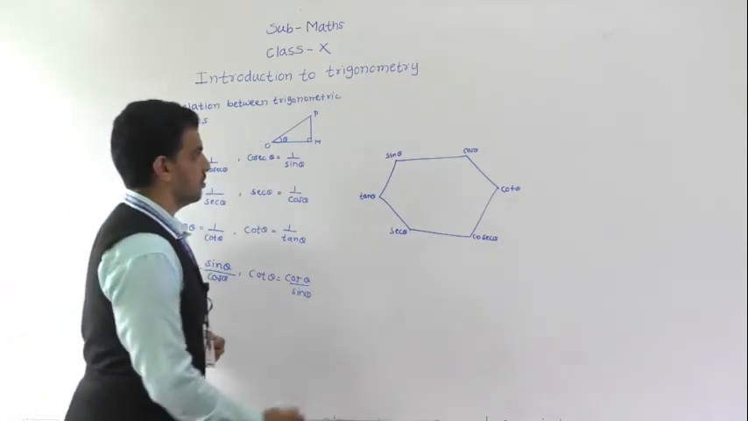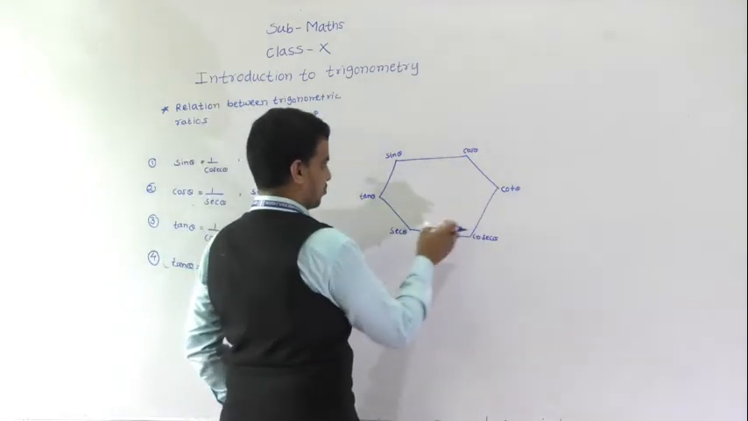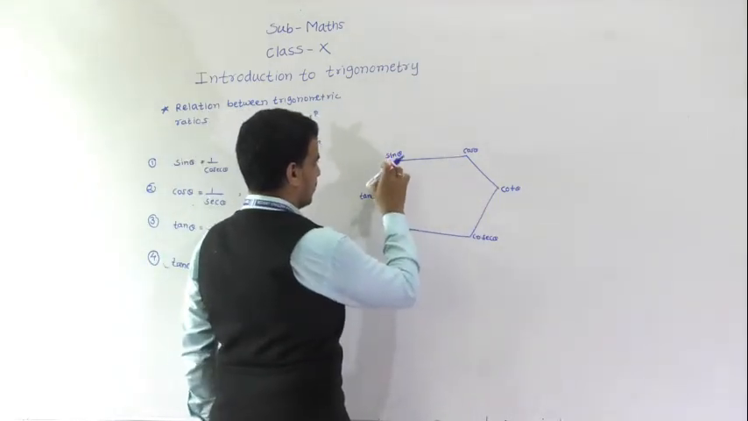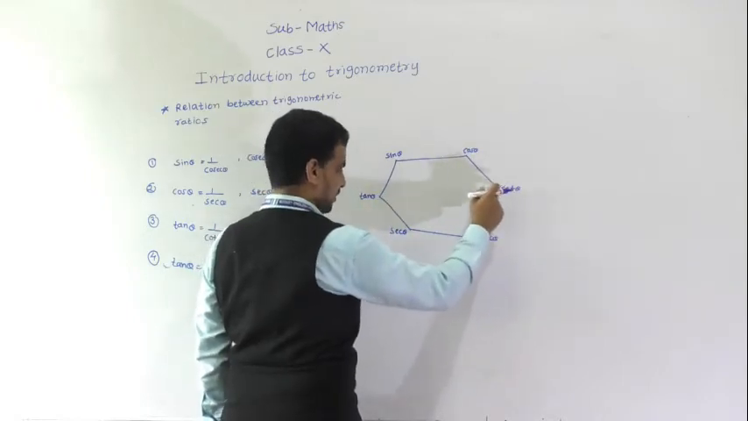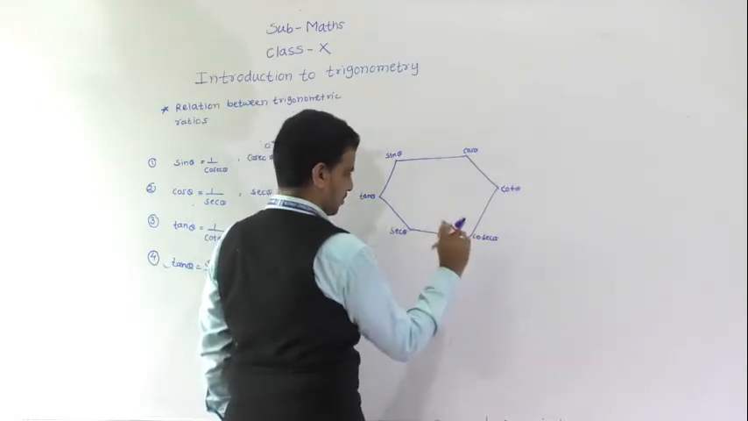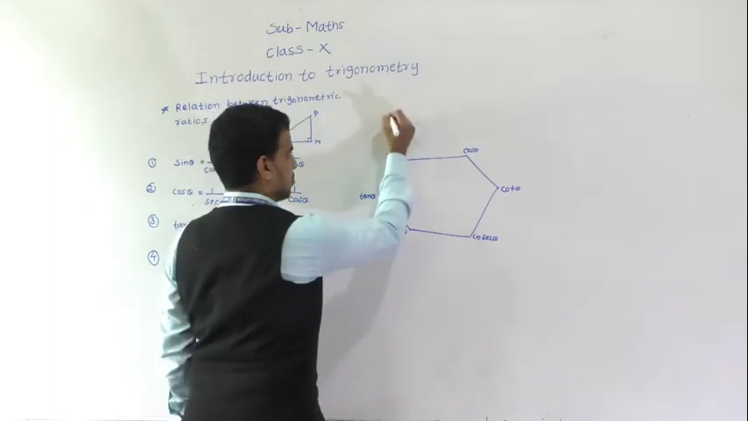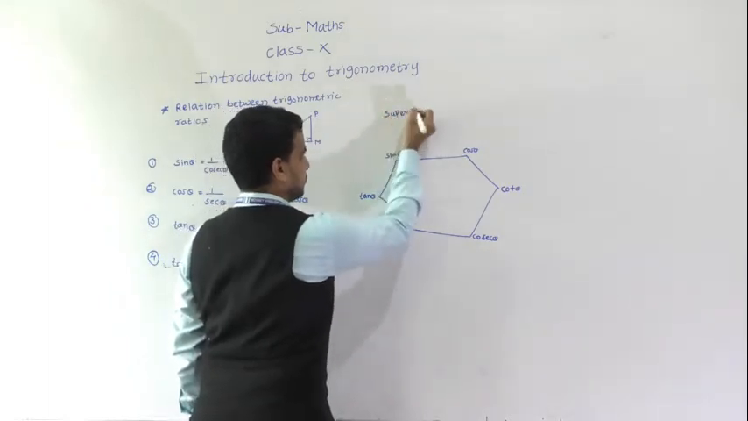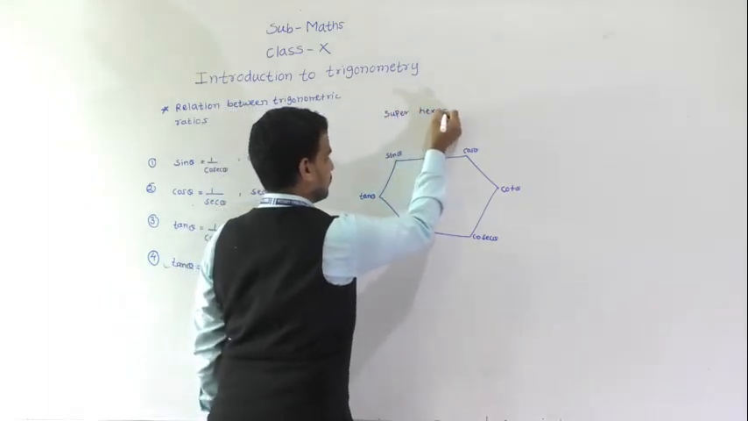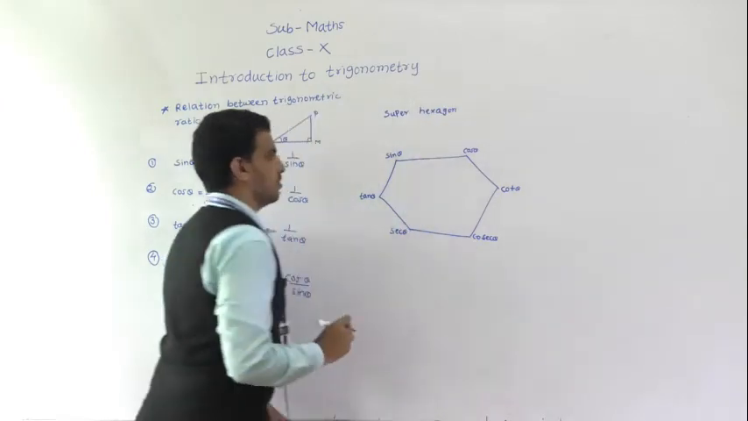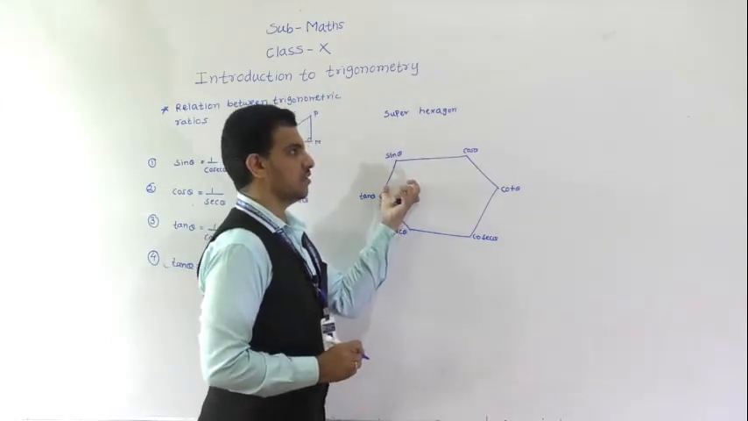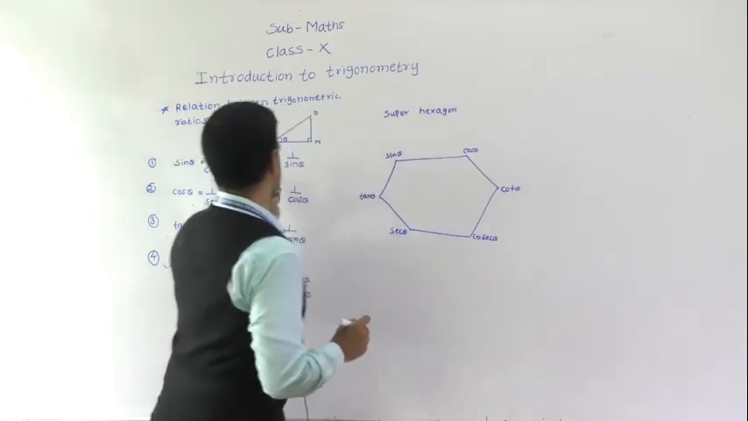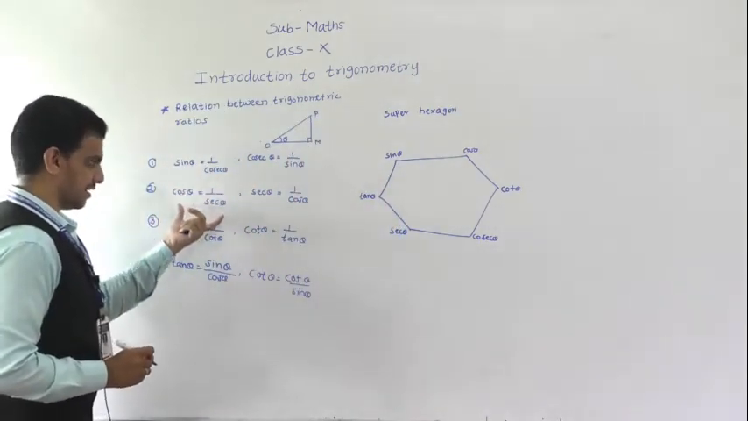Okay, so here we have to draw a hexagon. Then here we have to write sin theta, cos theta, tan theta, cot theta, sec theta and cosec theta. So this is called the super hexagon. Okay, this is not in the syllabus. This is a trick to remember these trigonometric relations.